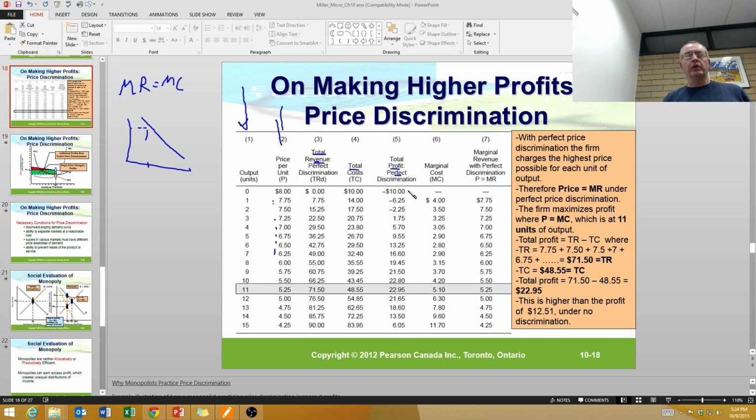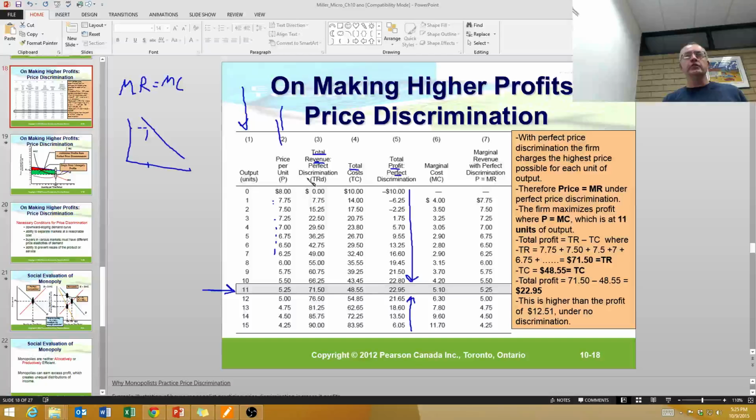And again, we can use these two approaches to determine the profit maximizing level of output. First approach is using total revenue, total cost, total profits. And we can see by eyeballing this diagram that total profits maximize when quantity is 11. So if we're producing less than 11 units, we can increase our profits by increasing our output. And if we produce more than 11 units, we can also increase our profits by decreasing our output. And so our profit maximizing quantity is 11 units.